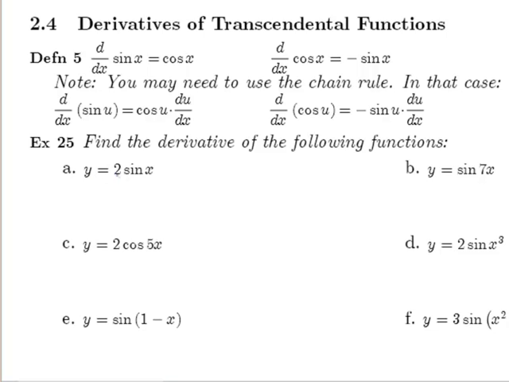The derivative of 2 sine x: coefficients just come along for the ride, so that's just going to be a 2 out front. Derivative of sine, we said, is cosine, so this is just 2 times the cosine of x.